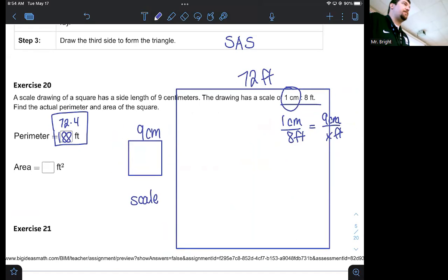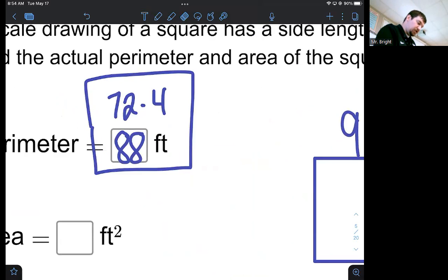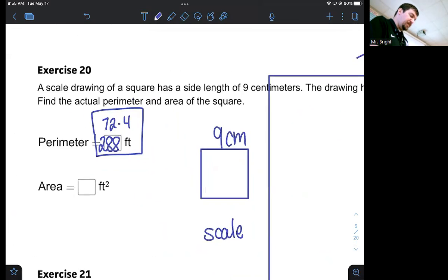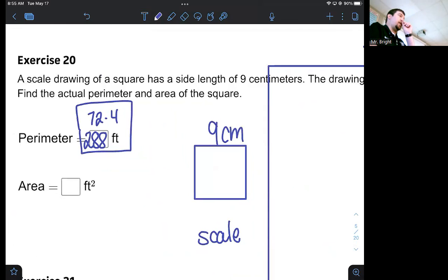Whitney? I didn't write it down correctly. Sorry. Thank you. 288. Everyone catch that? It's 288 for the perimeter. Okay. What's the shortest amount of work you could do to find the area of the square? Hannah? It involves what type of number? There you go. Not the 9. We're on the big square.